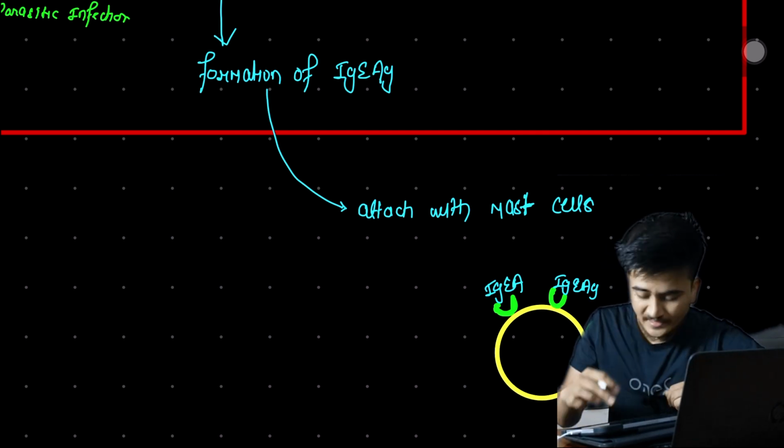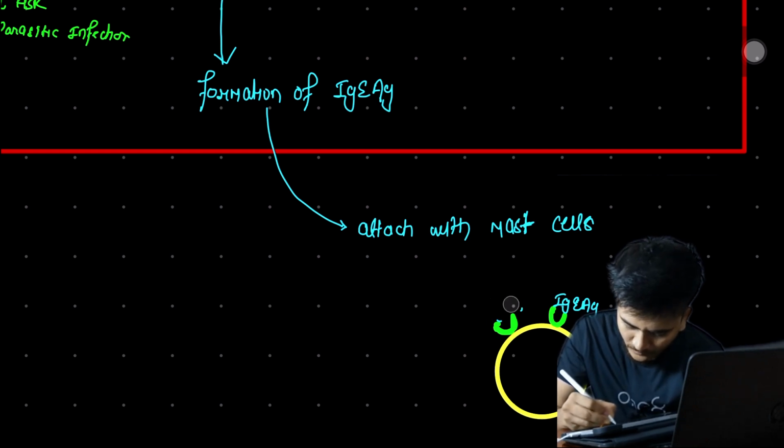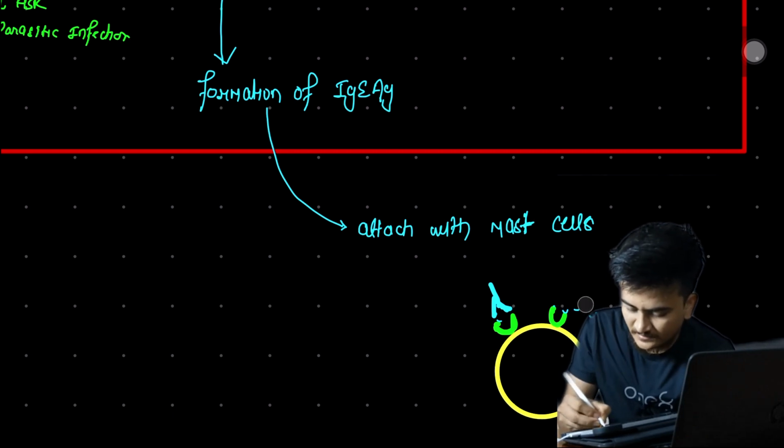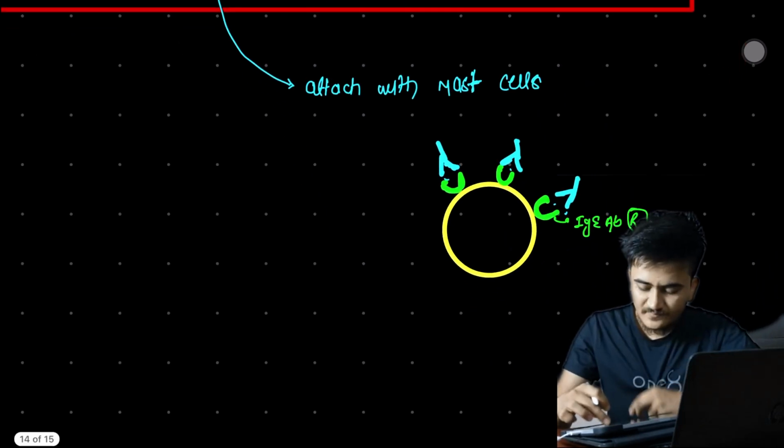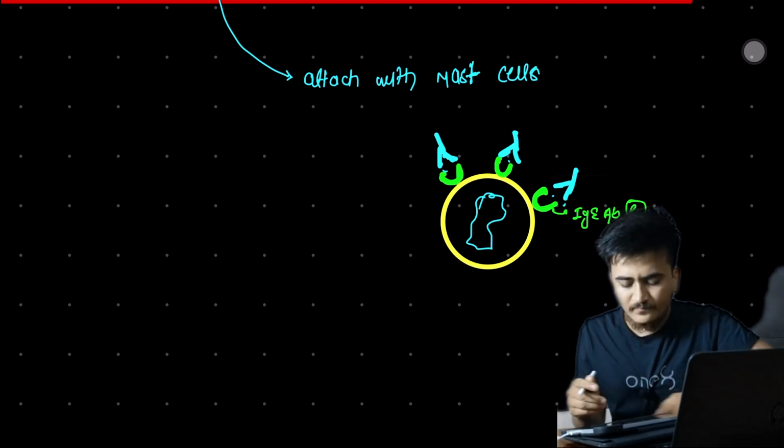As we know, we will draw antibody like this, in a Y form. These are IgE antibody. This is mast cells, right? Inside mast cells, let us draw these structures.